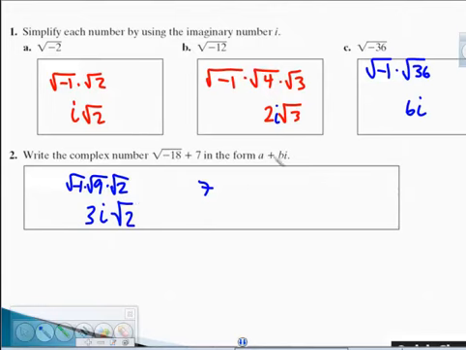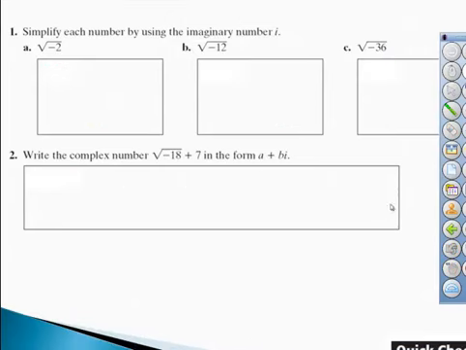So now I'm going to add this to this. So I've got plus 3i radical 2. That's how you complete that one. Okay? All right, moving on.